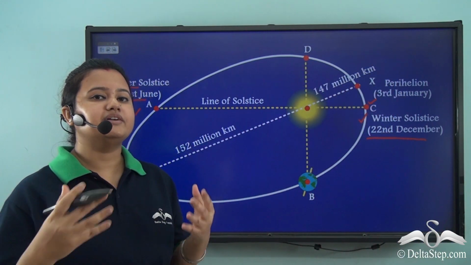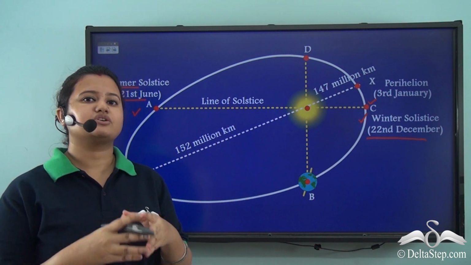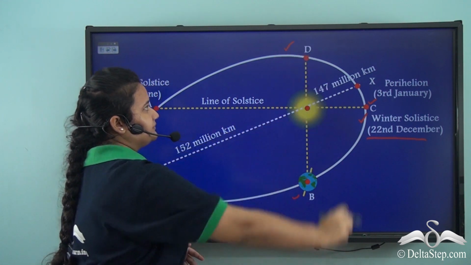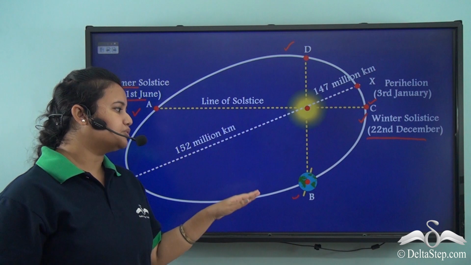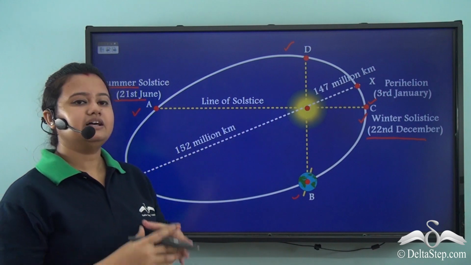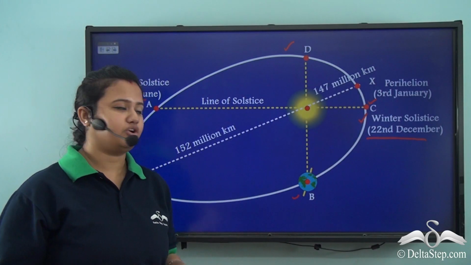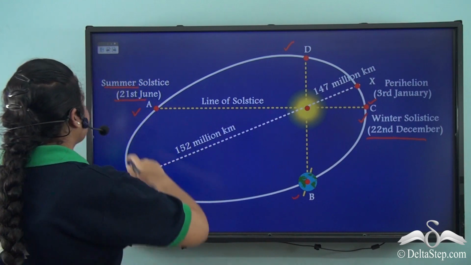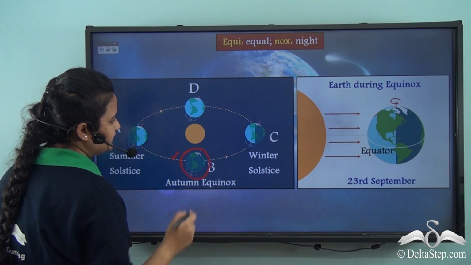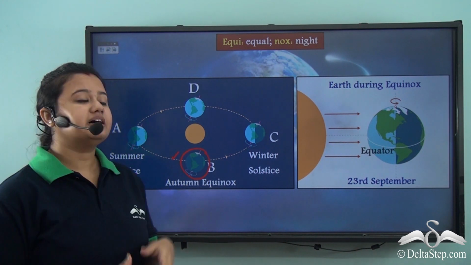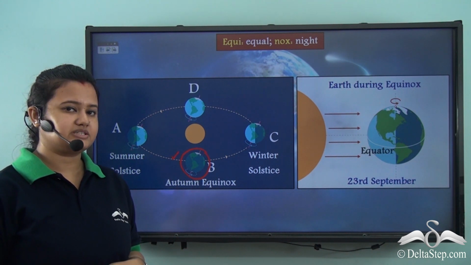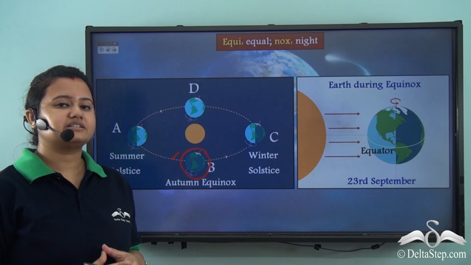In this video, we will discuss the other two positions of the Earth around the Sun, that is position B and position D. Suppose the Earth is at position B. Here we can see that a tilted Earth faces the Sun. So let's check the condition of the Earth at position B. At position B, as I just mentioned, a tilted Earth faces the sun. That is, neither the southern hemisphere is tilted towards the sun nor the northern hemisphere. Simply a tilted Earth faces the sun.